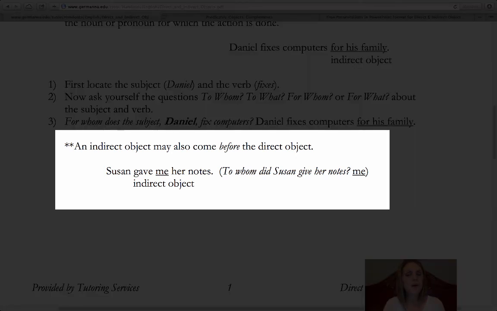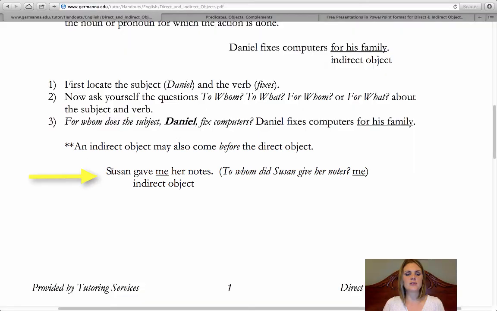And then if we skip down to the bottom here, it says an indirect object may also come before the direct object. So if we look at this sentence, Susan gave me her notes. Susan is the subject, gave is the verb. She gave what? Her notes is the direct object. To whom? Me.